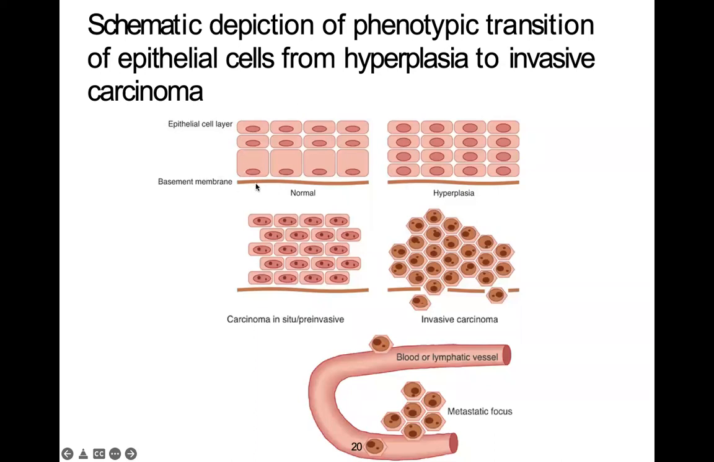The basement membrane is quite intact, and then when hyperplasia happens, as you can see, the cells go from only about 12 cells in the normal part of the body to 16 cells due to hyperplasia, so the number of cells increases. And if it keeps progressing over time, the pro-invasive carcinoma is going to happen.